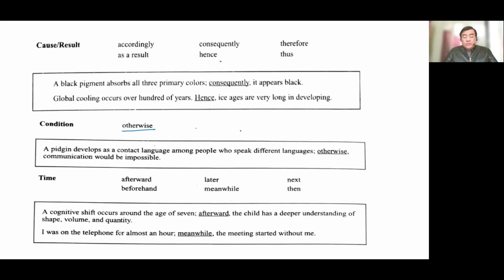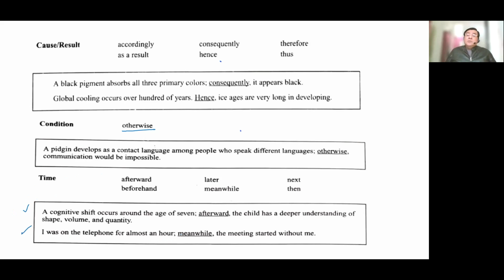We have afterward, beforehand, meanwhile, later, next, then. We have a couple of examples too. It says, a cognitive shift occurs around the age of 7. Afterward, the child has a deeper understanding of shape, volume, and quantity. And also, I was on the telephone for almost an hour. Meanwhile, the meeting started without me.